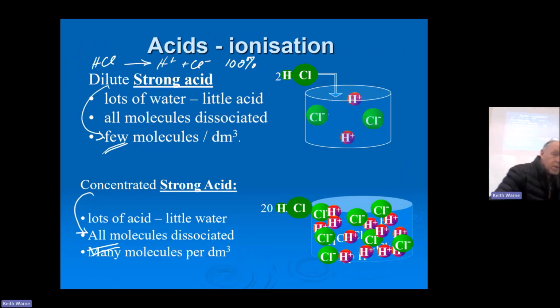Right? Now, acids and ionization. Let's just talk about this a little bit. You need to understand the difference between a strong acid and a dilute acid and a concentrated acid. And the same thing applies to bases. What does dilute and what does concentrated mean? Dilute means lots of water, little bit of acid. Basically, that's it. That's what dilute means. Concentrated means lots of acid, a little bit of water.